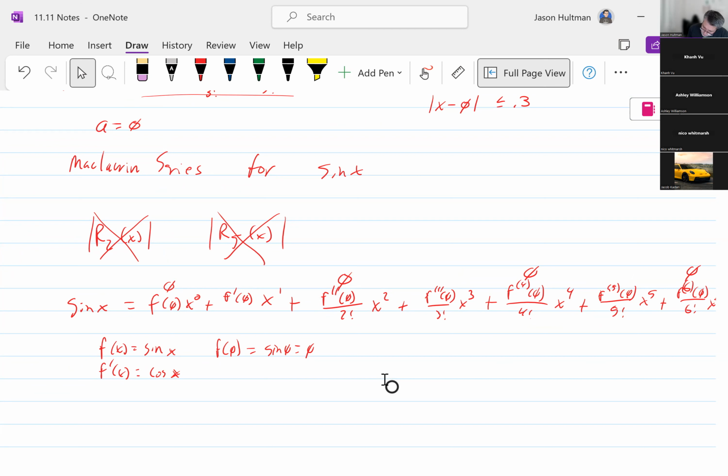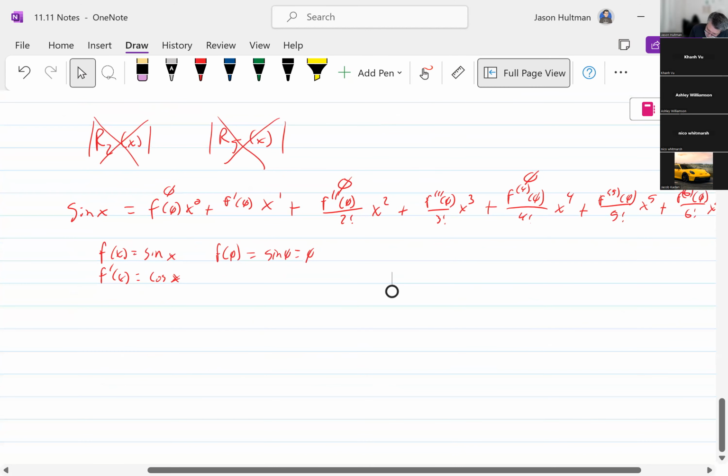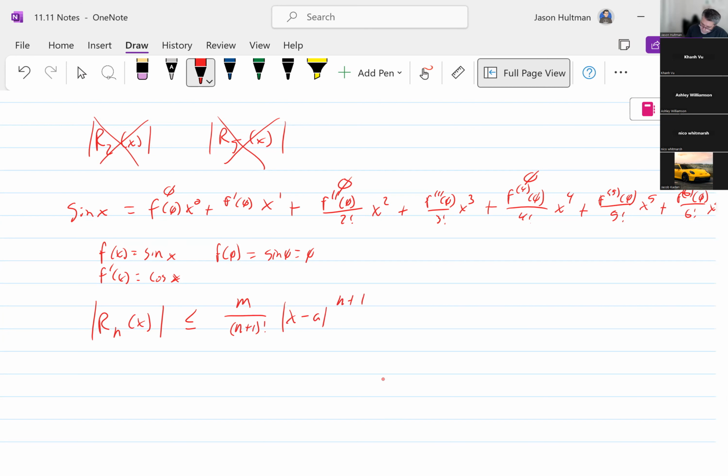Okay. So for my remainder, it says this. It says R of n of x is less than or equal to m over n plus 1 factorial times x minus a to the n plus 1 degree, right? So the problem is that I need this to not be 0. I can't have that be 0. I don't want this to be 0 either, not 0. I don't want that to be 0 either. Okay, I can't have these be zeros.